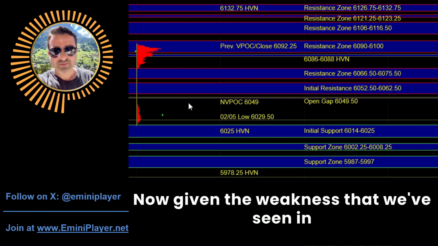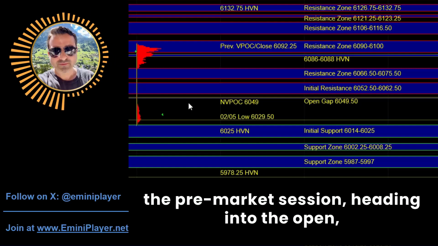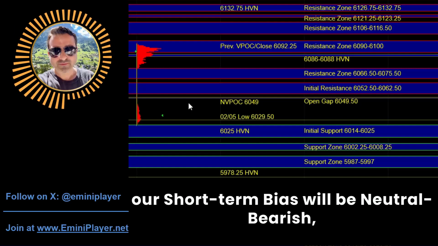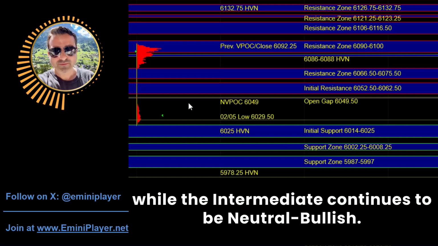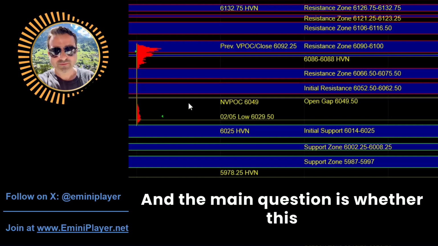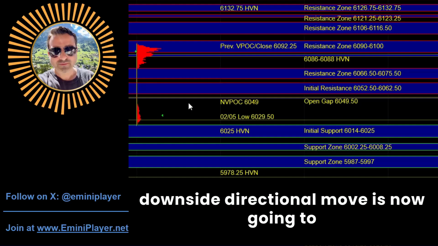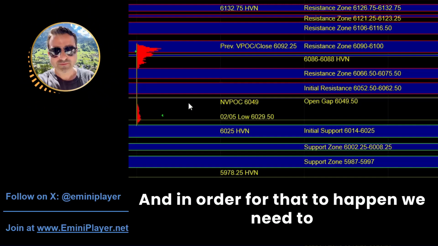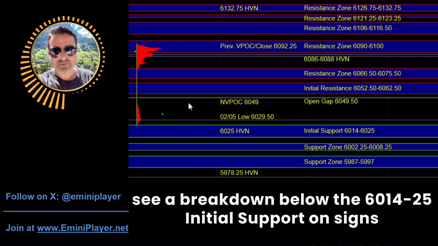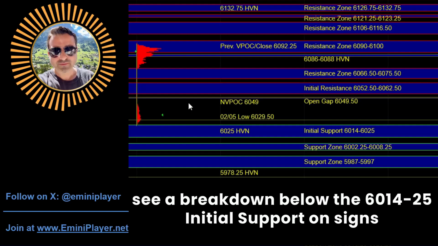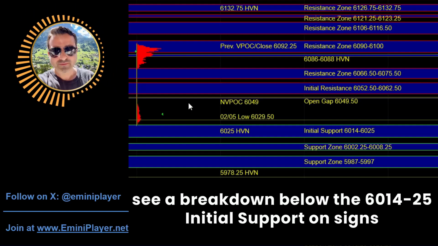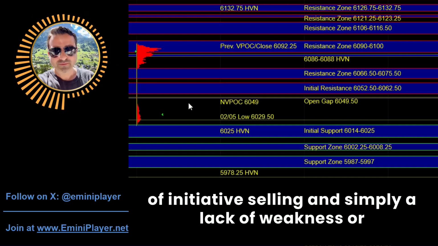Now, given the weakness that we've seen in the pre-market session, heading into the open, our short-term bias will be neutral bearish, while the intermediate continues to be neutral bullish. And the main question is whether this downside directional move is now going to result in any kind of follow-through. And in order for that to happen, we need to see a breakdown below the 6,014 to 25 initial support on signs of initiative selling.